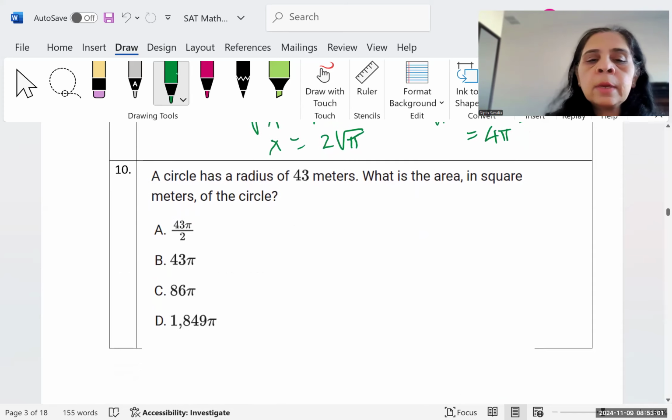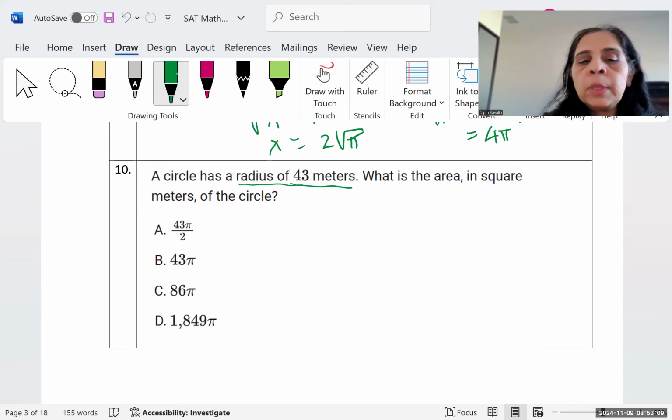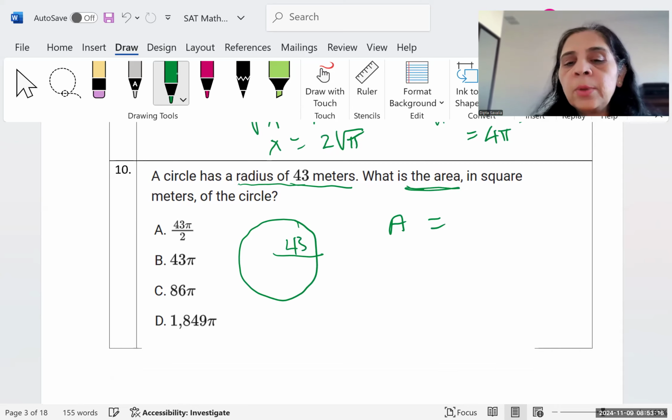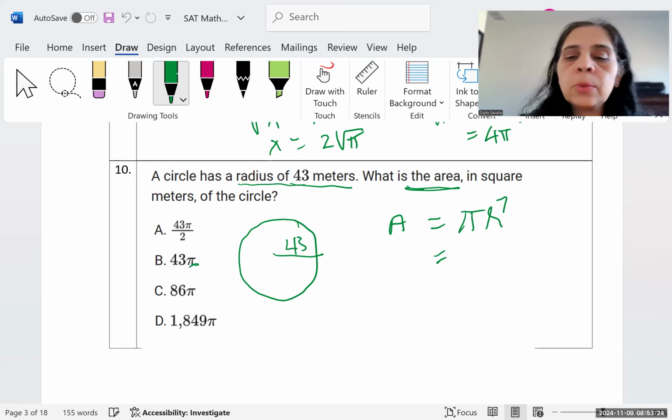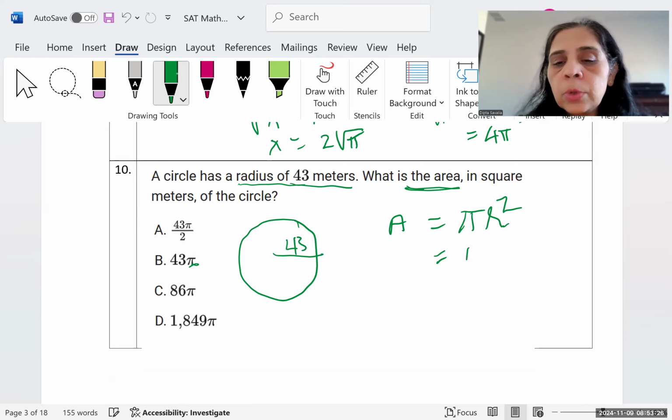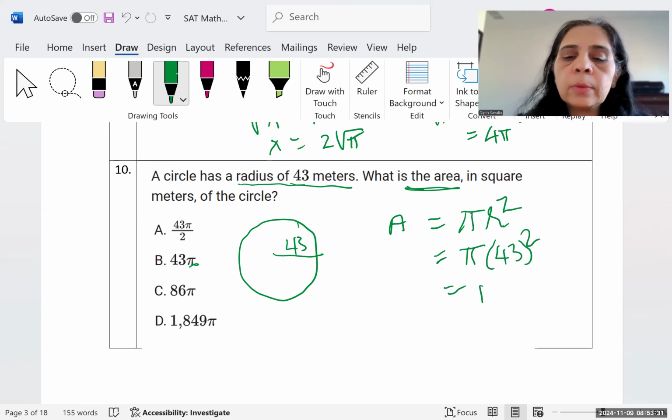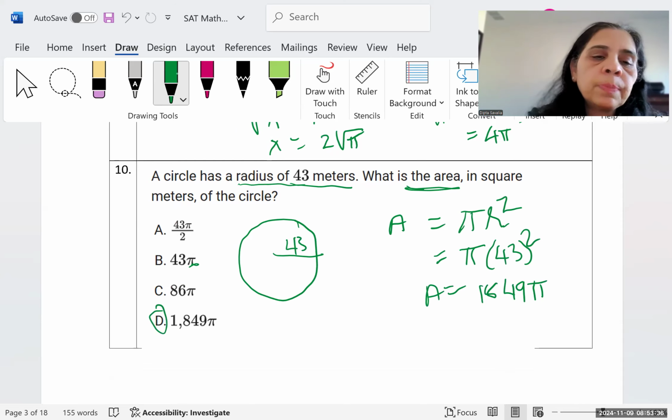Let's see number 10. A circle has a radius of 43 meters. What is the area in square meters of the circle? We are given a circle, the radius is 43, and we are looking for the area. If you forget the area formula during your test, you can check and reference it. So we have pi r square, and they give you pi already, so we don't have to plug in the pi value. So pi and 43 square. 43 square is 1,849. So that's your answer, choice D.